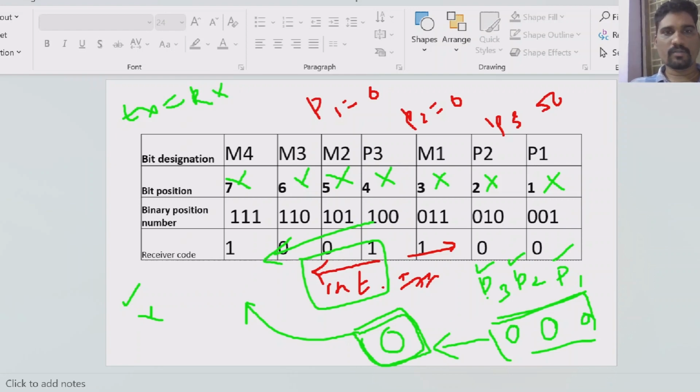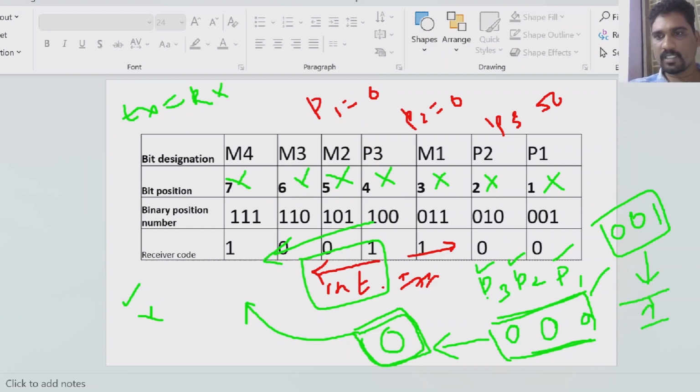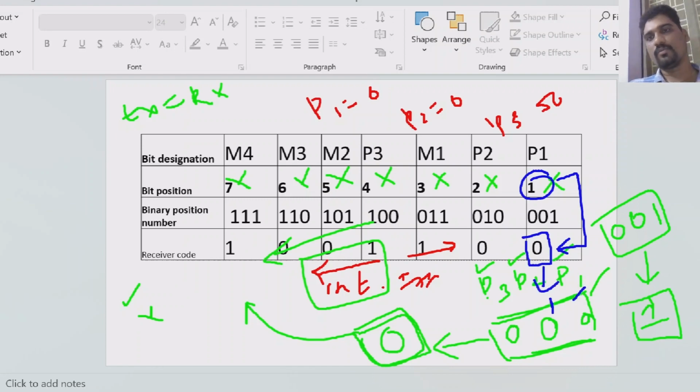Fine, you may have doubts. For example, suppose instead of this value I get something like 001. Now what is the meaning of this decimal number? This decimal number means 1. It means in location 1 we have the error. Where is location 1? This is location 1, right? So here we have the error. The error bit is 0, so what should the answer be? It should be 1, right? So this is the correct code word.